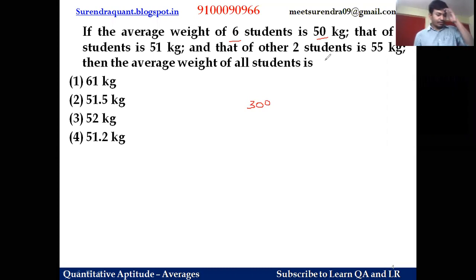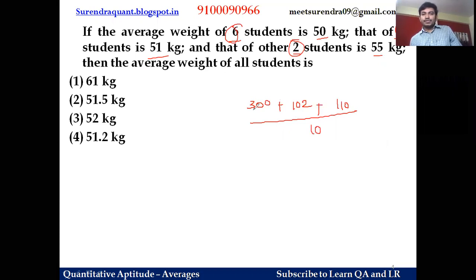Here, what you can do? 2 students average is 51. The sum is 51 times 2 is 102. And 2 students average is 55. 2 times 55 is 110. Divided by the sum of all such weights, right? By the number of students. Here 6 you have. Here 2 students 8. Here 2 students 10. The total students are 10, right?